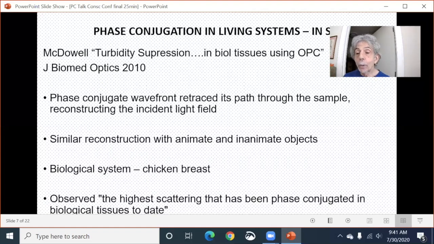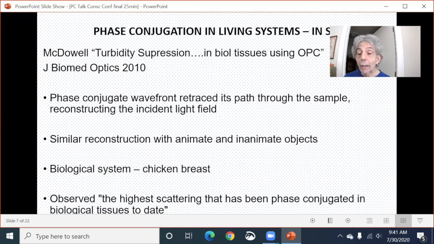And what they did was they were able to demonstrate that the phase conjugation wave front retraced its steps through the sample back to the origin. And when it did that, it was able to reconstruct the incident light beam. So that's what they actually measured. They measured the degree to which the original source was reconstructed after it got distorted going through the nonlinear medium. And they did that in physical materials, that's classic standard ways of doing it.